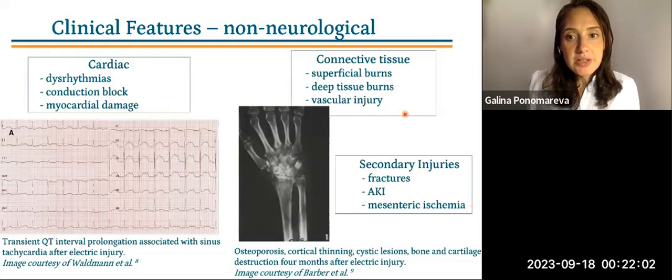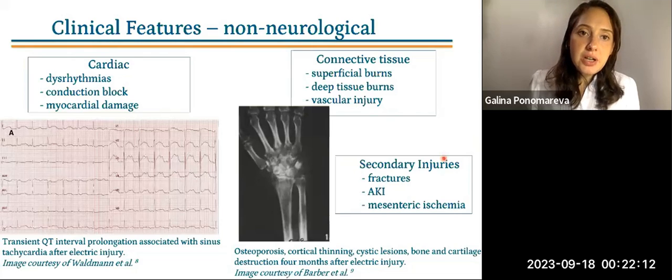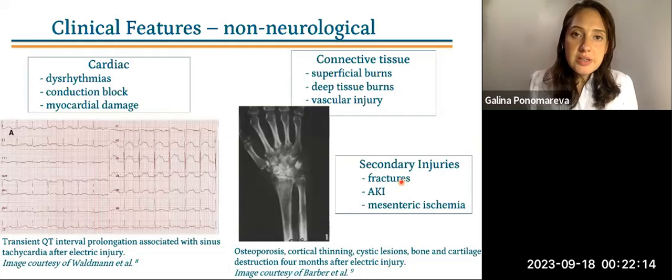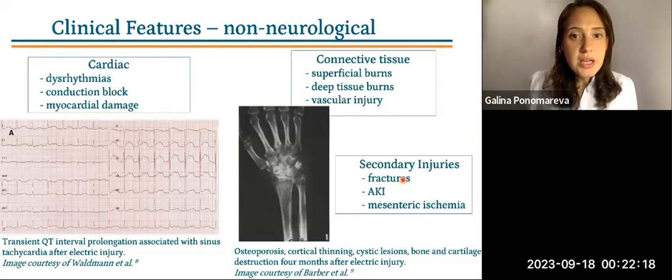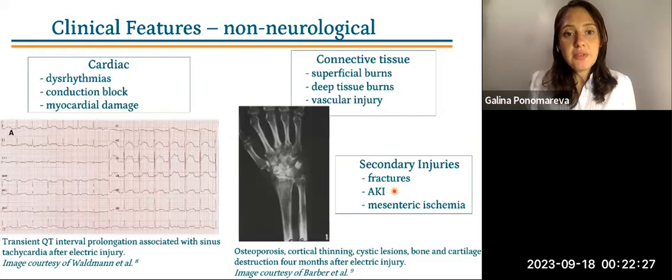We also consider vascular injury, and this is important to consider because it can present with arterial thrombosis, or it can present with aneurysm formation and rupture. And finally, when we think of secondary injuries, we're considering the secondary mechanical injuries, as mentioned earlier, such as fractures and bruises. But a patient can also present with acute kidney injury as a result of the hypovolemia from the skin burns, or mesenteric ischemia as a result of vascular damage.